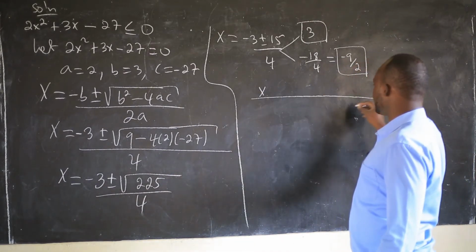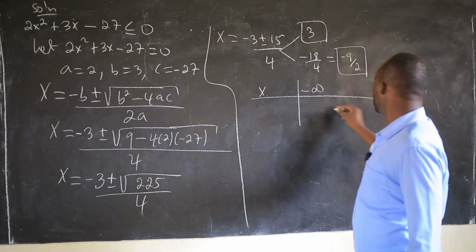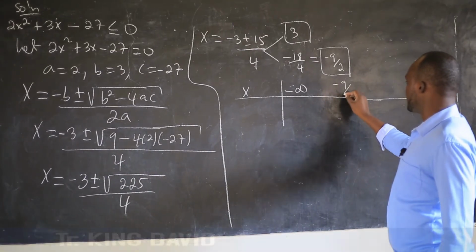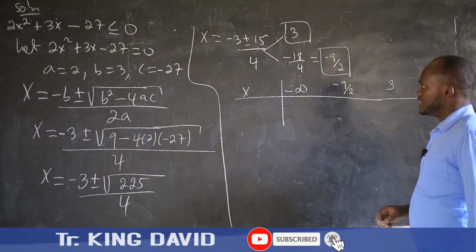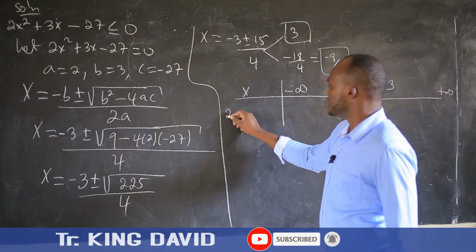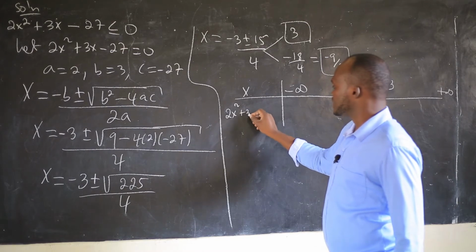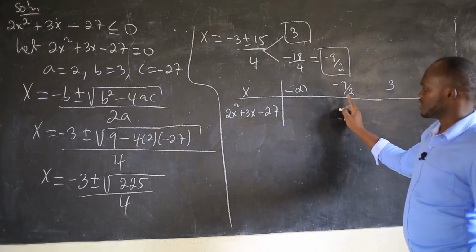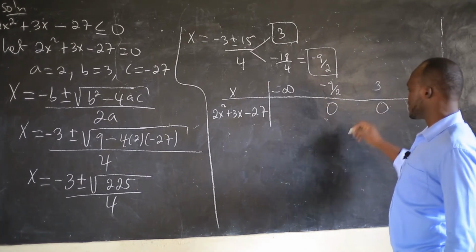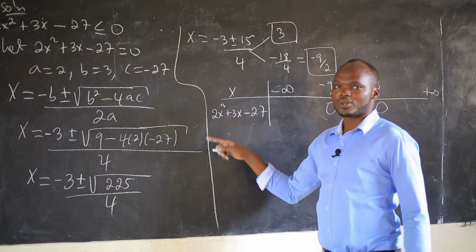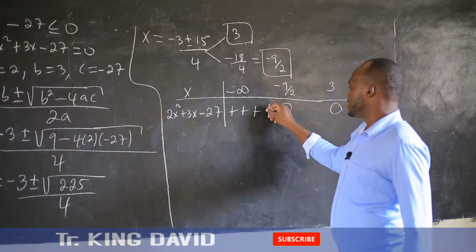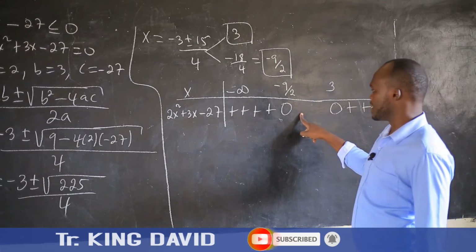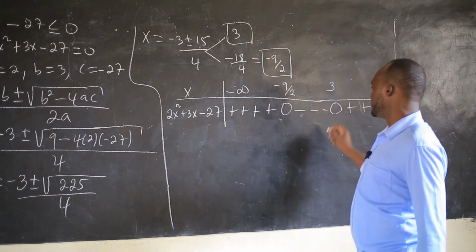We have x from negative infinity to positive infinity. So we have negative 9 over 2, we're starting from the smallest value to a bigger value. Our equation is 2x squared plus 3x minus 27. So when you bring negative 9 over 2, because it's the root of that equation, the value will be 0 there, and everything will be 0 there. Our coefficient of x squared is positive, so here it will be positive, and there it will be positive. Then here it is the opposite sign of the coefficient of x squared. Since it is positive, here it will be negative.